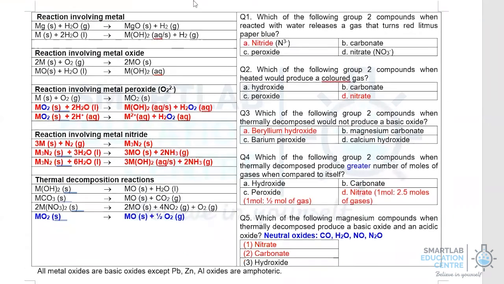Finally, what we have down here are actually all the reactions that you will need to know involving group 2. Specifically, the ones marked in red, because those involve your peroxides, which is typically asked at A level, and the other one involves metallic nitride, that's labeled. And these are all the reactions that you see in terms of thermal decomposition.